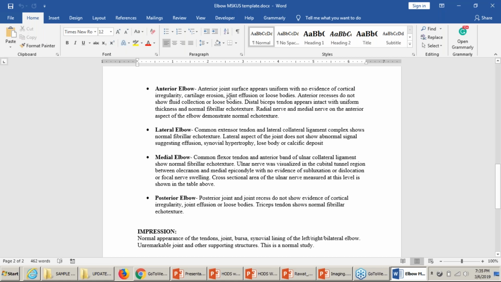And then I have some important structures which we normally image. So like in the anterior elbow, you will look at the joint. So you are saying, okay, you looked at the anterior joint surface and it appears uniform with no evidence of cortical irregularity, cartilage erosion, joint effusion, or loose body, and the recess does not have excess fluid or loose bodies in it. Distal biceps tendon appears intact with uniform thickness, and there is normal echo texture.